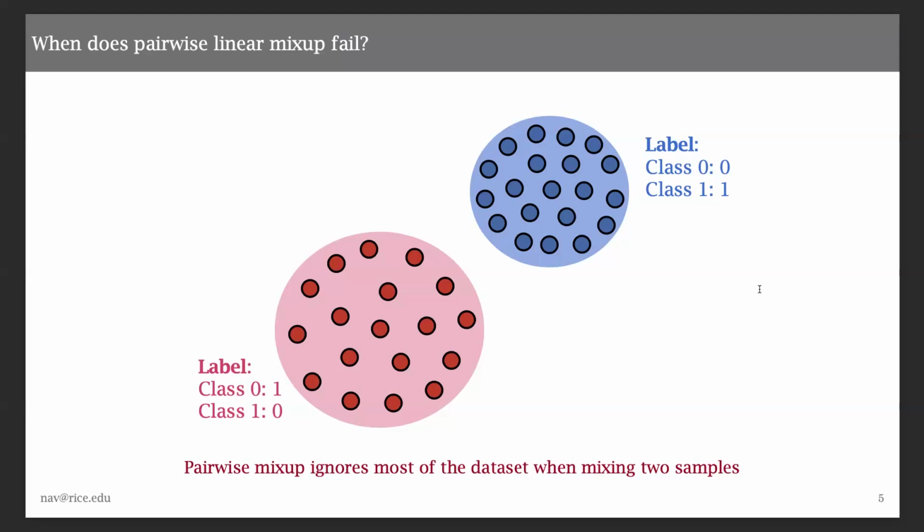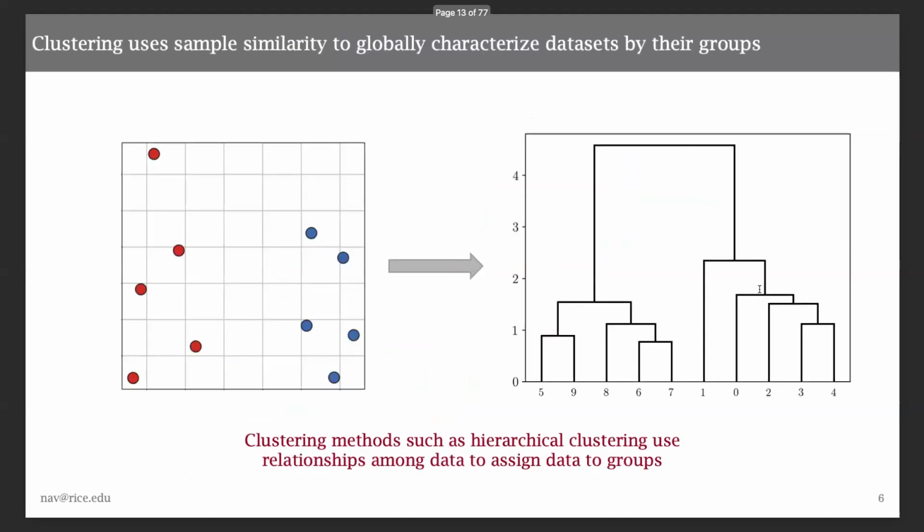So we want to look for a technique that considers the relationship among all of the samples in the data set. So we're inspired by clustering techniques, and in particular hierarchical clustering, which assigns cluster labels to samples based on how similar they are to each other. And so for hierarchical clustering, we get this dendrogram, which gives a kind of ranking of how we should group samples together based on how similar they are to each other.